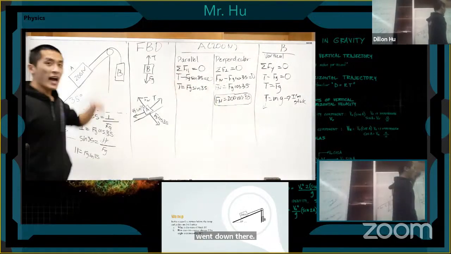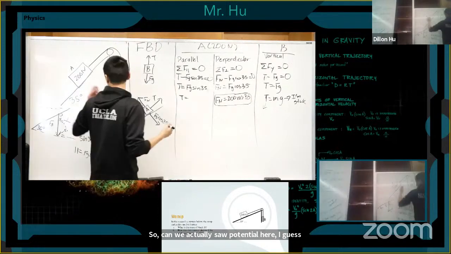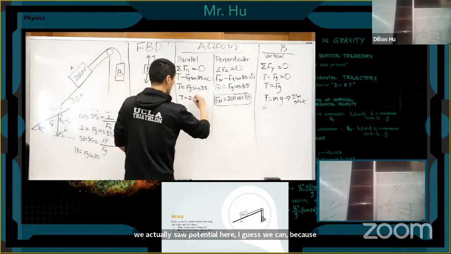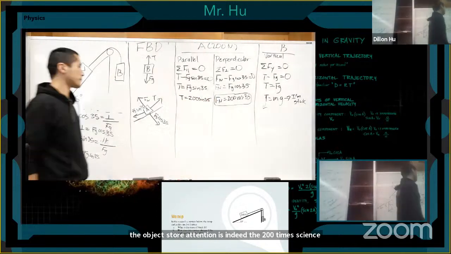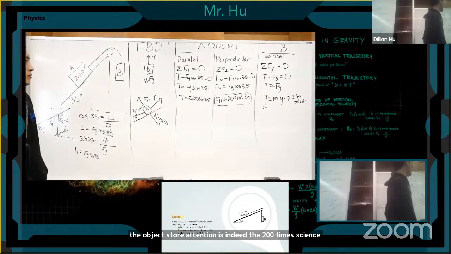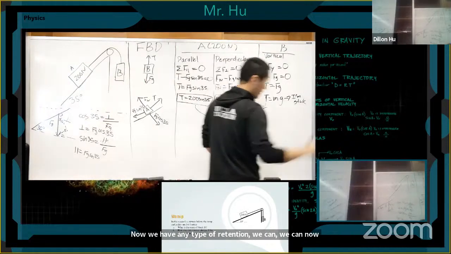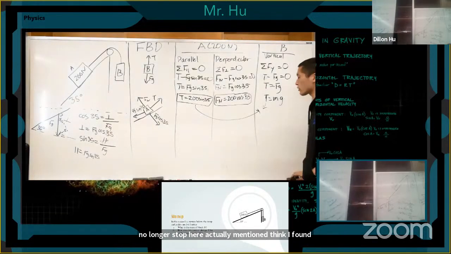So now we actually have an expression for tension. Can we actually solve for tension here? Yes, we can, because we were indeed given the force of gravity for the A object. So our tension is indeed 200 times sine of 35. Now we have an expression for tension which we can use to solve for the mass of block B. So I am no longer stuck here. I actually have something I found for tension.